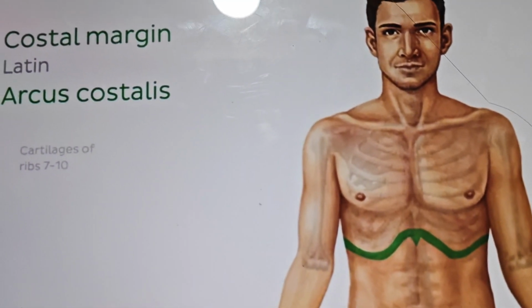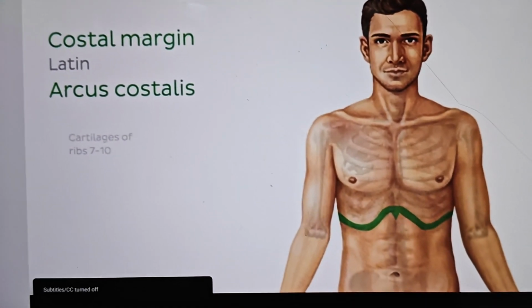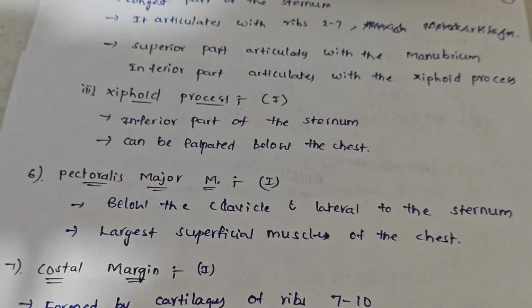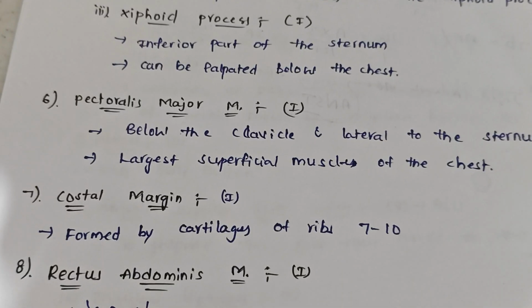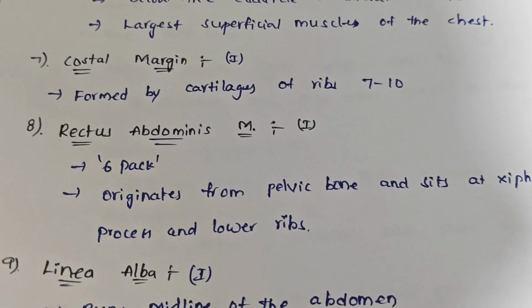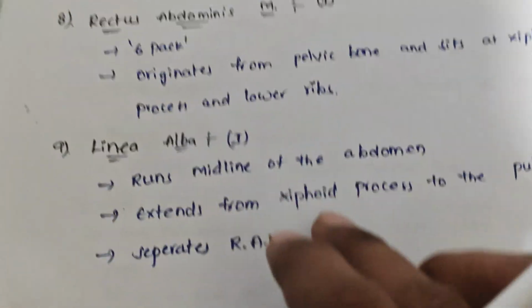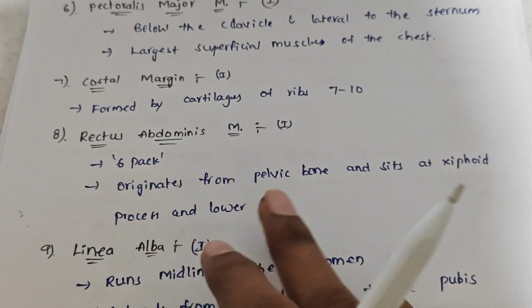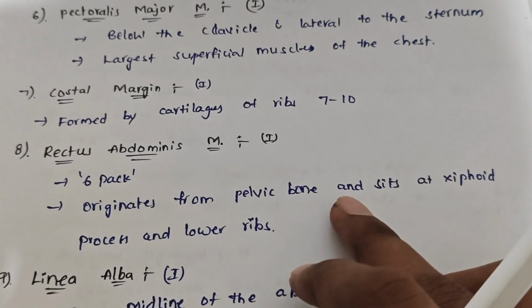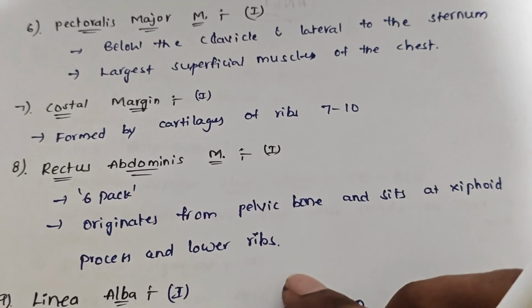This one you see right here is the costal margin, which is our next surface landmark. This costal margin is formed by the cartilages of ribs 7 to 10. Next anatomical landmark is the rectus abdominis muscle. Simply it is known as the six-pack muscle. It originates from the pelvic bone and inserts at the xiphoid process and lower ribs.